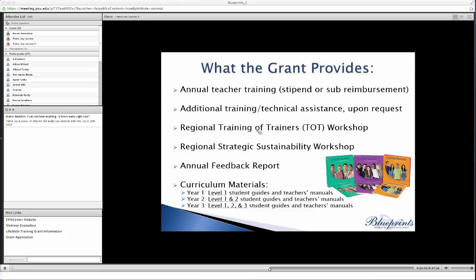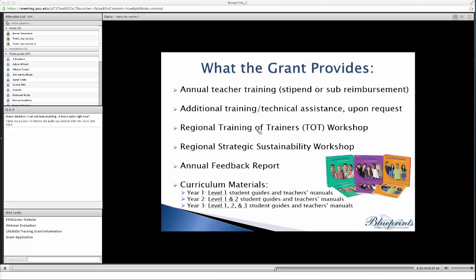Okay, so this is a nice slide demonstrating everything that's provided through our grant. First, we provide annual teacher training for the first year, and then in year 2 and year 3, if everyone is a returning teacher that's already been through the training, we offer booster workshops. In addition to that, we offer a teacher stipend or substitute reimbursement depending on when the training is scheduled. We also provide additional training or technical assistance tailored to a district's needs, and this is done upon request.